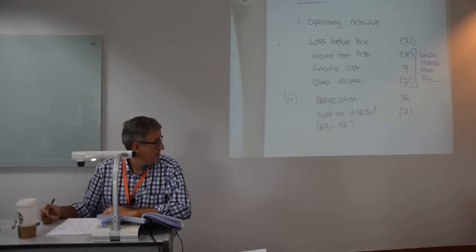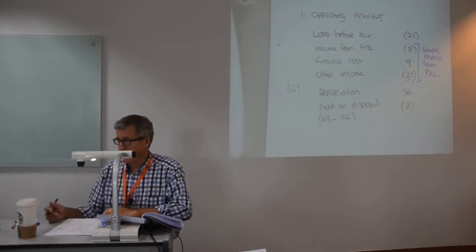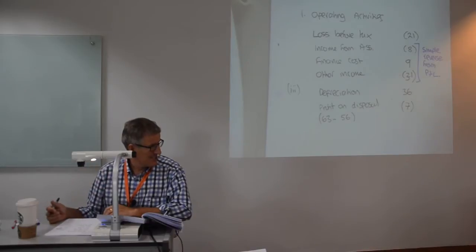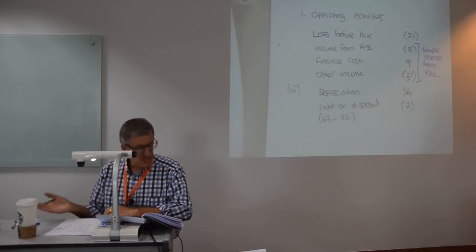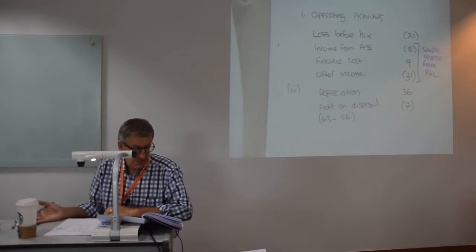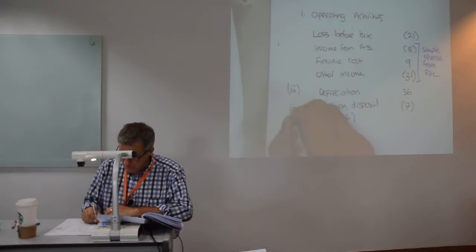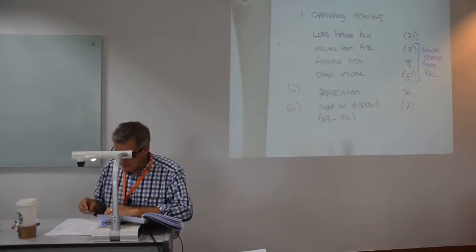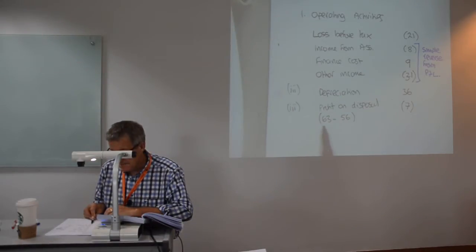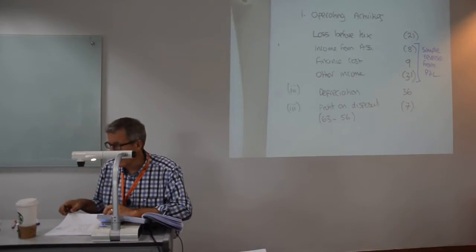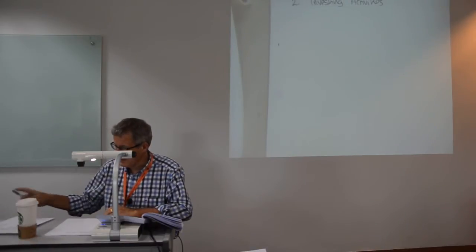Don't do a separate working. Don't open up a T account. Don't stress yourself out about it. Yeah, 63 minus 56. That's good enough. That information has come from note number 3. Hang on a minute. What was that 63? Proceeds. Cash in or cash out? Operating, investing or financing? Investing.